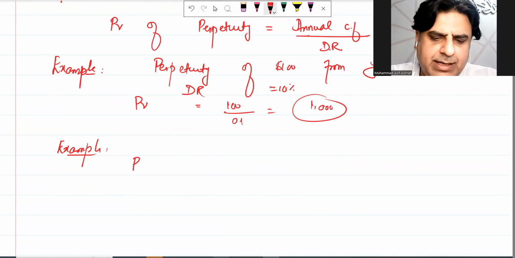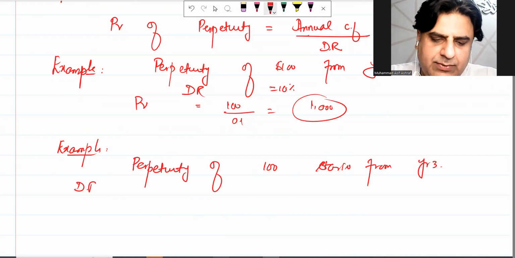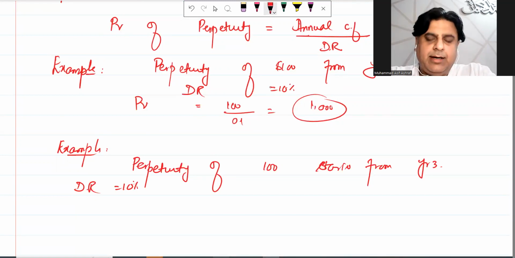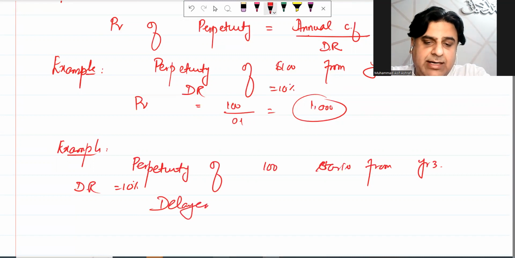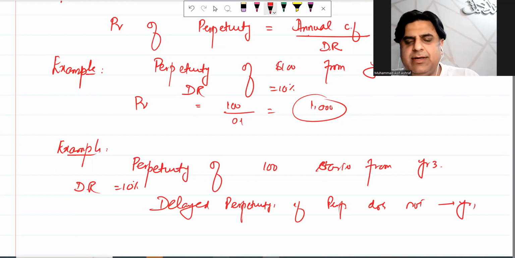We have a perpetuity of 100, and that 100 starts from year 3. Assuming discount rate of 10%, you have just understood the concept of delayed annuity. So this is the concept of delayed perpetuity. What is delayed perpetuity? Simply, if perpetuity does not start from year 1, it is delayed perpetuity. And the rule is very simple.